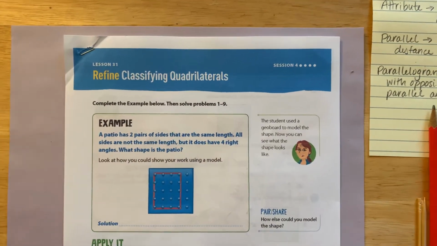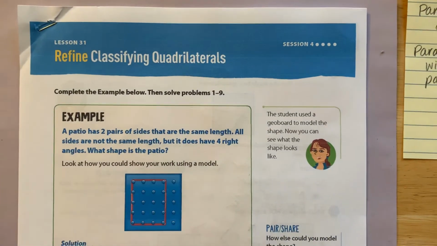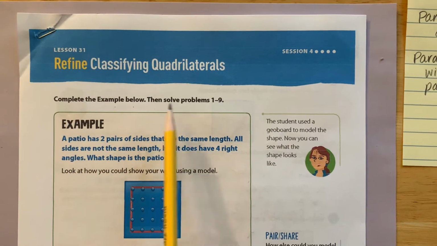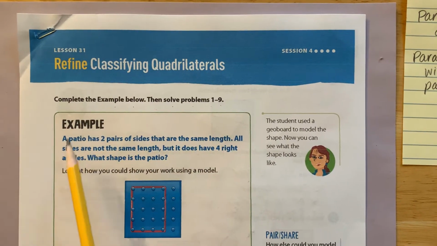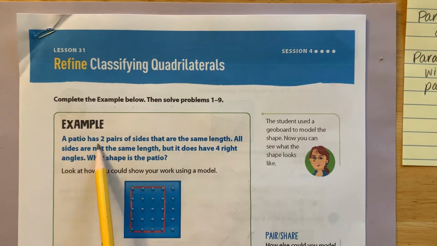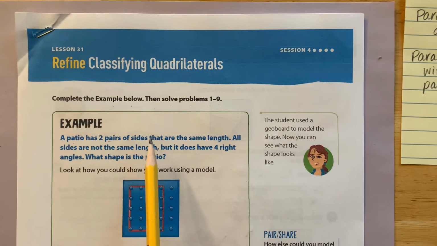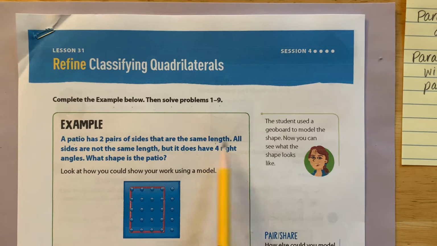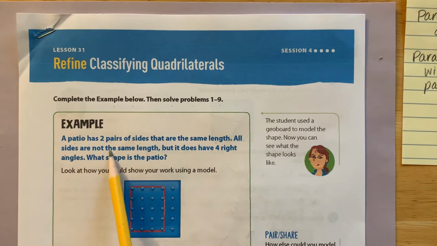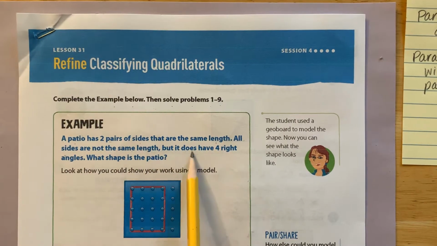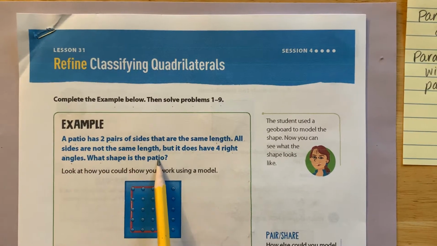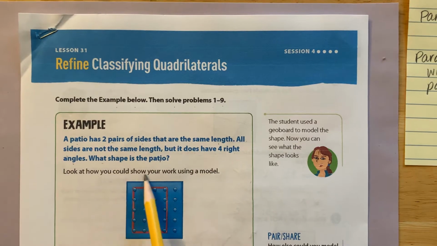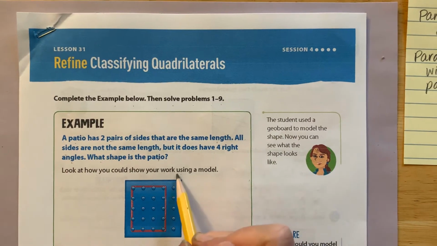Okay, today we are going to refine classifying quadrilaterals. And let me zoom in a little bit. There we go. Okay, complete the example below. Then solve problems 1 through 9. Example, a patio has 2 pairs of sides that are the same length. All sides are not the same length, but it does have 4 right angles. What shape is the patio? Look at how you could show your work using a model.